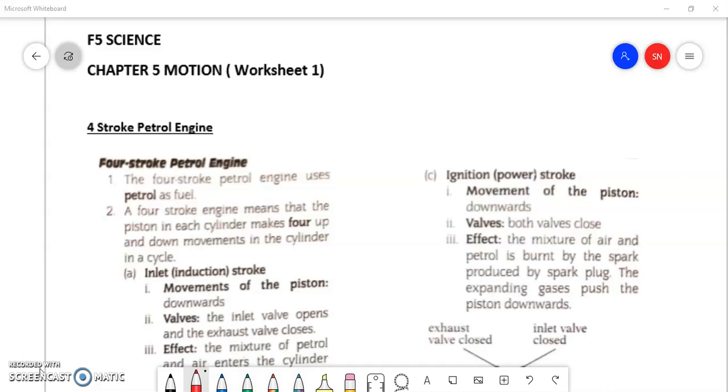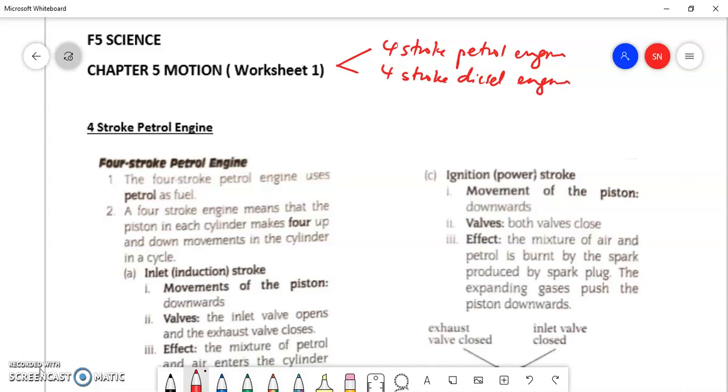Now, for motion, we will be looking at a few types of engine system. The first thing we'll be looking at is four stroke petrol engine. Then we will look at four stroke diesel engine, and we will look at two stroke petrol engine. This will be our first section for the topic.